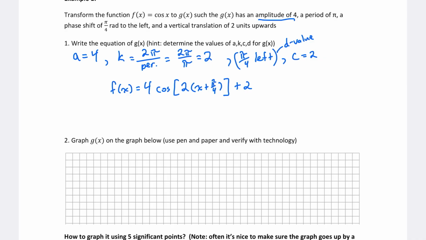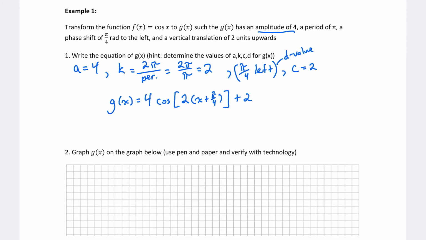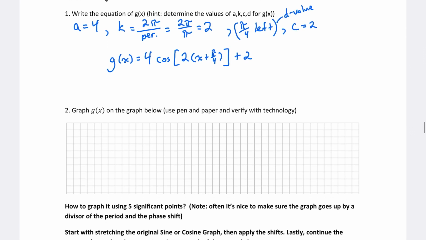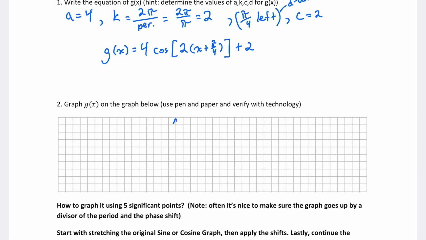And now it asks us for number 2 to graph g of x. Oh, I should have called it g of x, apparently. Here we go, g of x. Now we're going to look at graphing g of x on the graph here. So we're going to just set up a grid here. So we have an x and a y axis going along.